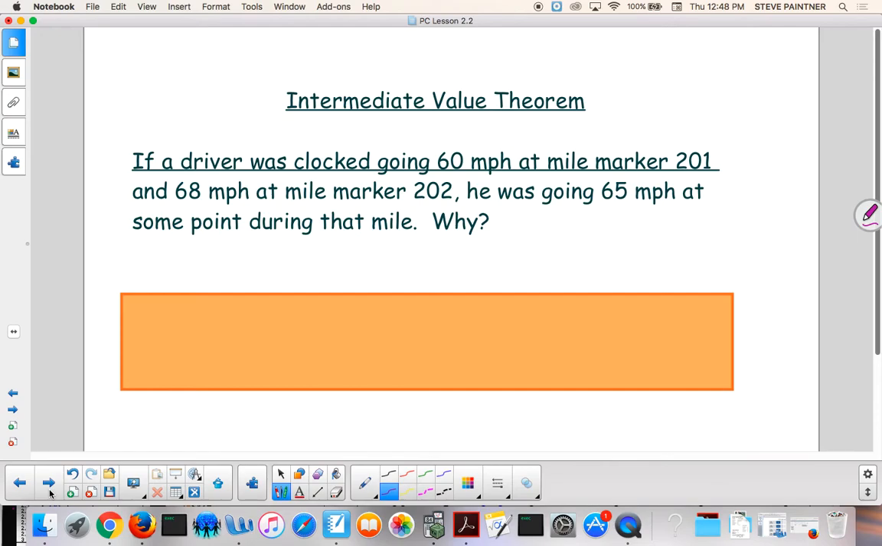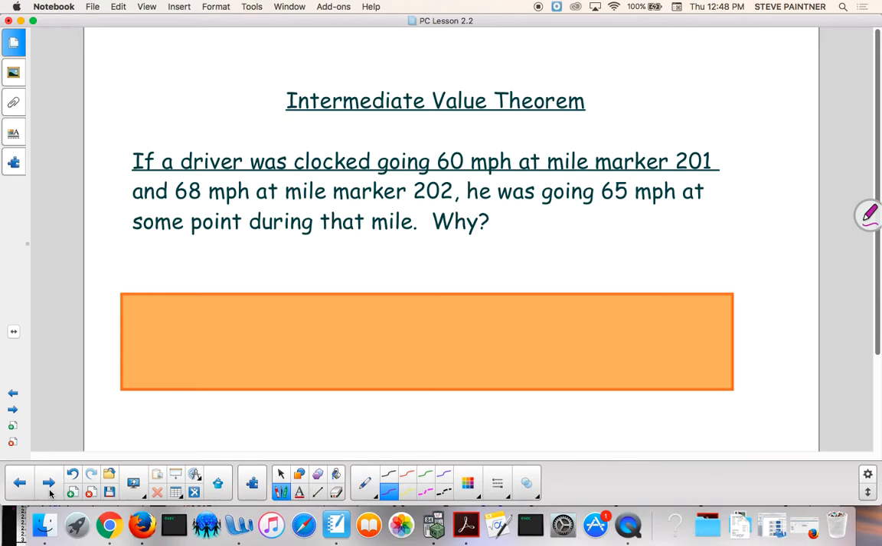All right, so if you read the problem, it says, if a driver was clocked going 60 miles per hour on mile marker 201, and 68 miles per hour at mile marker 202, he was going 65 miles per hour at some point during that mile. Why? You had to pass a car. Maybe there's no cars. A speed limit change. No, it's not saying why he went fast.